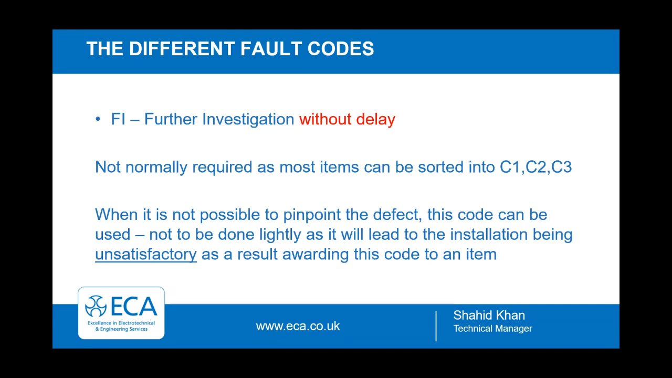Code FI, further investigation, is not as common as the three main codes previously mentioned. However, it can be used when it may not be possible to pinpoint the source of the fault, or when the inspector needs to look deeper into deciphering the severity of the item under investigation. Also, it's worth pointing out that the full name of Code FI is Further Investigation Without Delay. So this added time element gives the inspector the nod that the item under investigation is dangerous, and the question is more as to the level of danger, be it either a C1 or a C2.